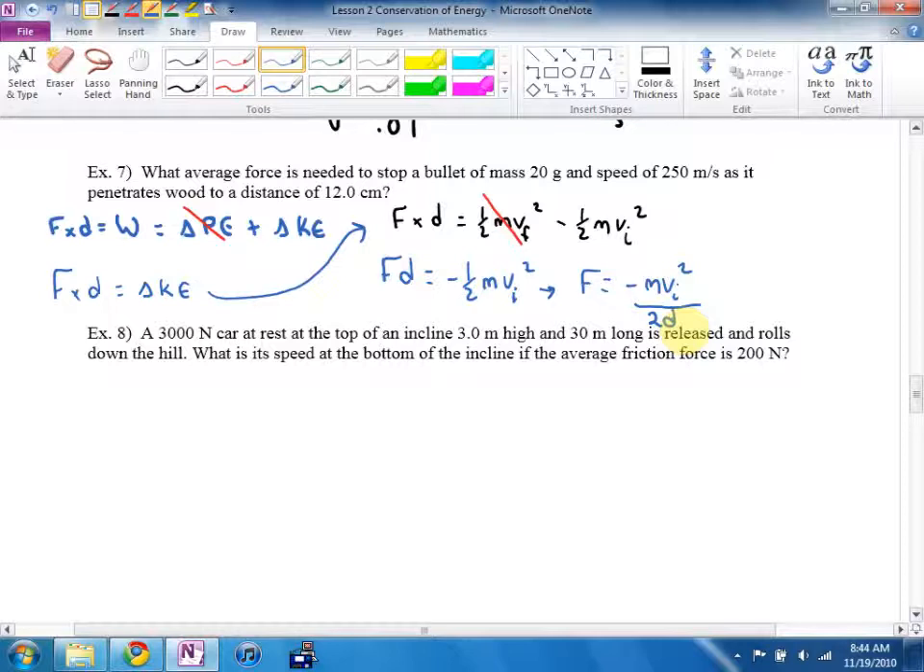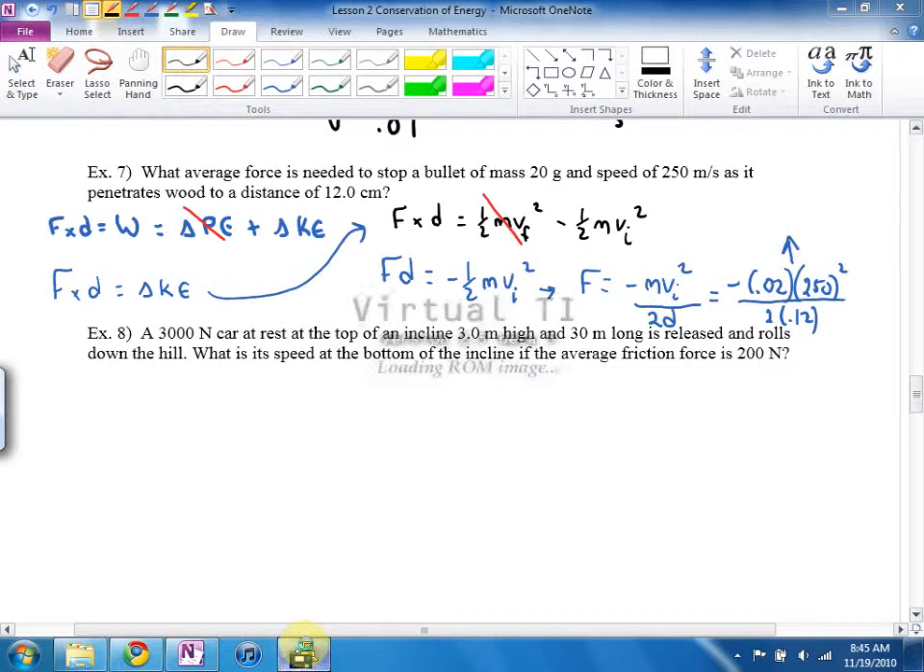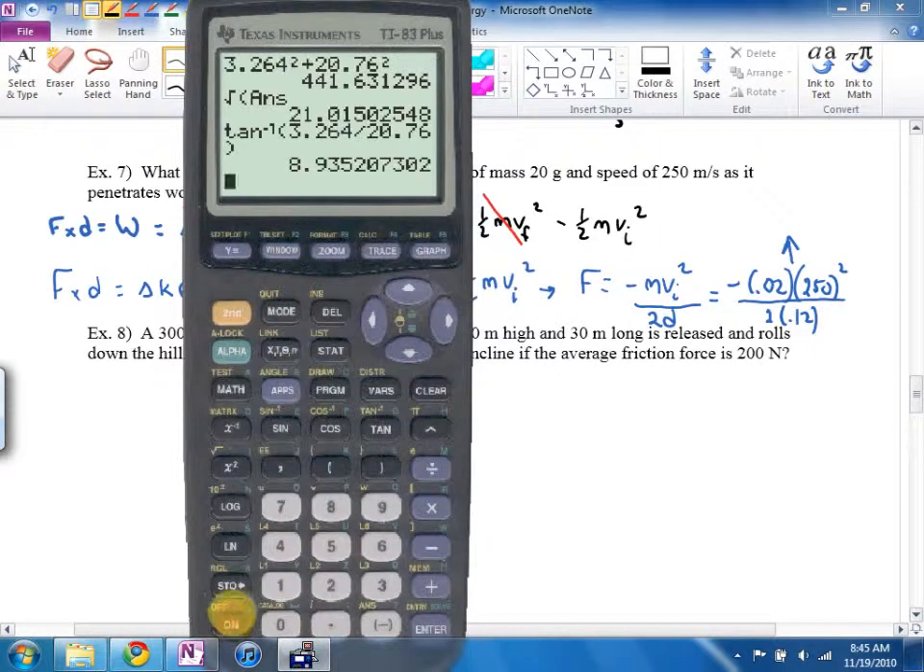Do I know the mass? Check. Do I know the initial velocity? Check. Do I know d? Yeah. Well, I should be able to figure out the average force that this wood had to exert. That's going to be negative 0.02. That's 20 grams, right? 250 squared, all divided by 2 times 0.12, because they gave it to me in centimeters. I'm running out of room. I'm going to put my answer up here. Negative 0.02 times 250 squared divided by the bracket 2 times 0.12.